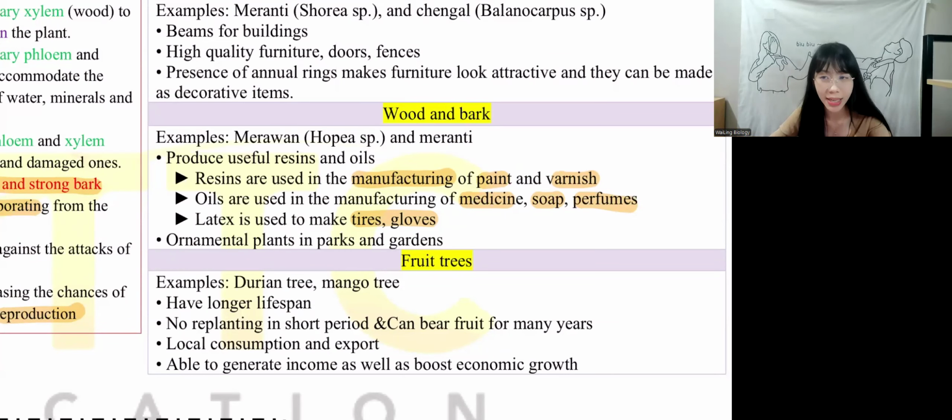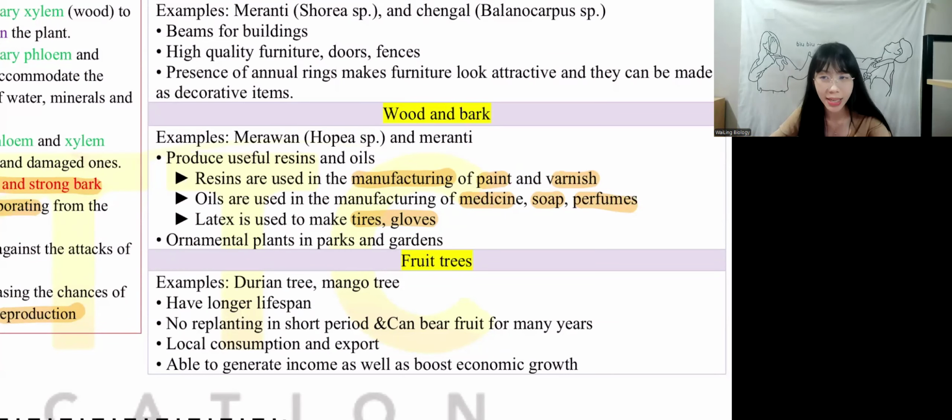Fruit trees. Fruit trees are also under secondary growth. We have durian, mango, rambutan. They have a longer lifespan, do not have to be replanted every single year. They can bear fruit many, many times. Like durian, you can have many fruits for the next 10 years. They can still produce fruit. They can be for local consumption. It can be exported. They can get income.